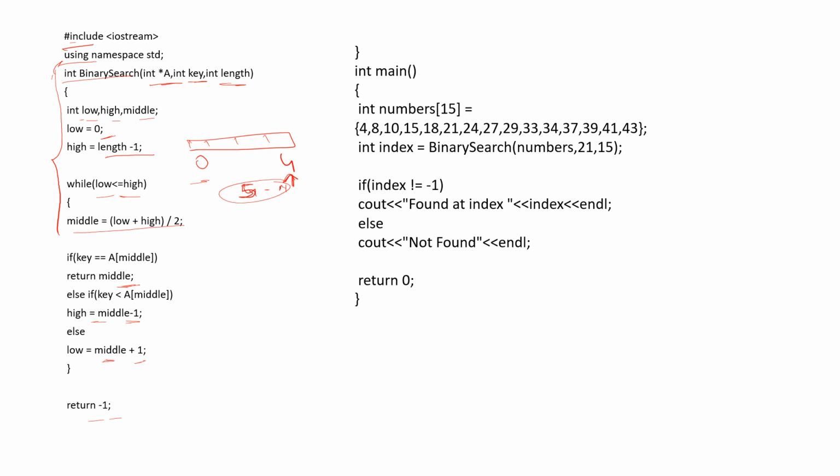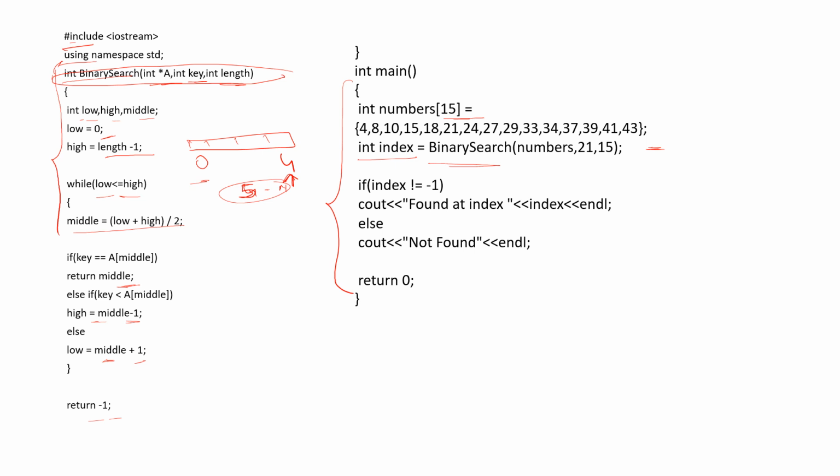Now we'll write an int main code block over here. Here we defined an array: int numbers, the size of the array is 15, and then these are the values assigned. Now int index, we'll call the binary search, which we had defined over here.